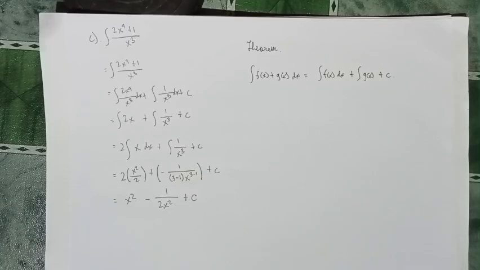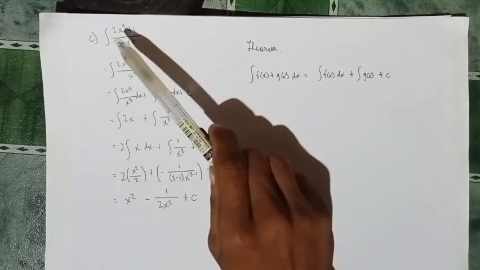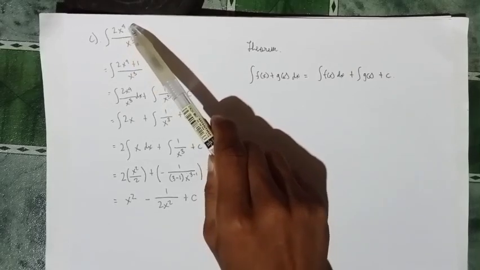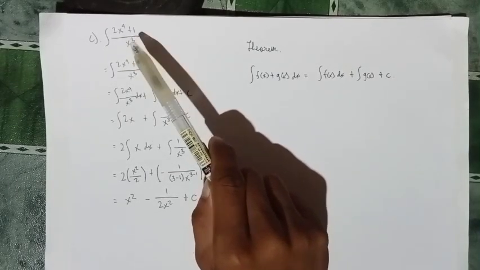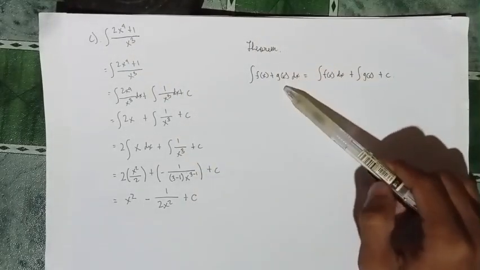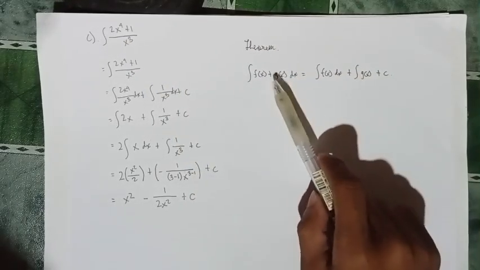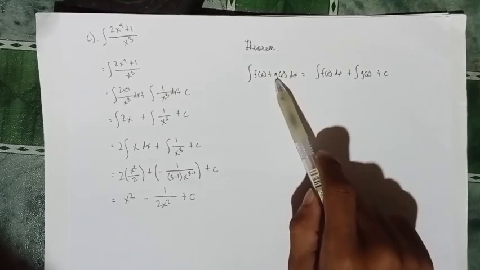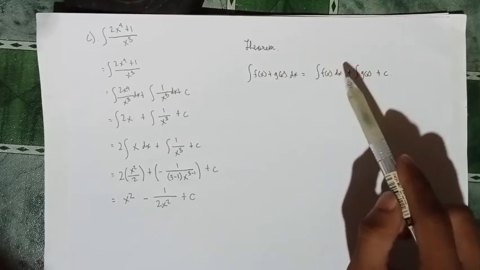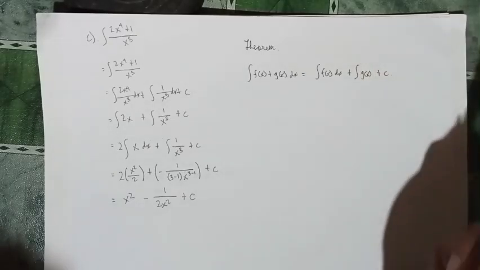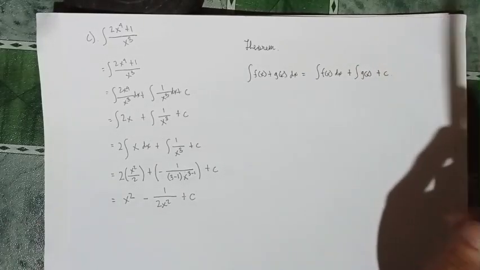So now let's proceed to the next problem. We are here at an indefinite integral: the integral of 2x raised to the power of 4 plus 1 all over x cubed. Here we can use the theorem wherein the integral of f of x plus g of x dx is equal to the integral of f of x dx plus the integral of g of x dx plus c.